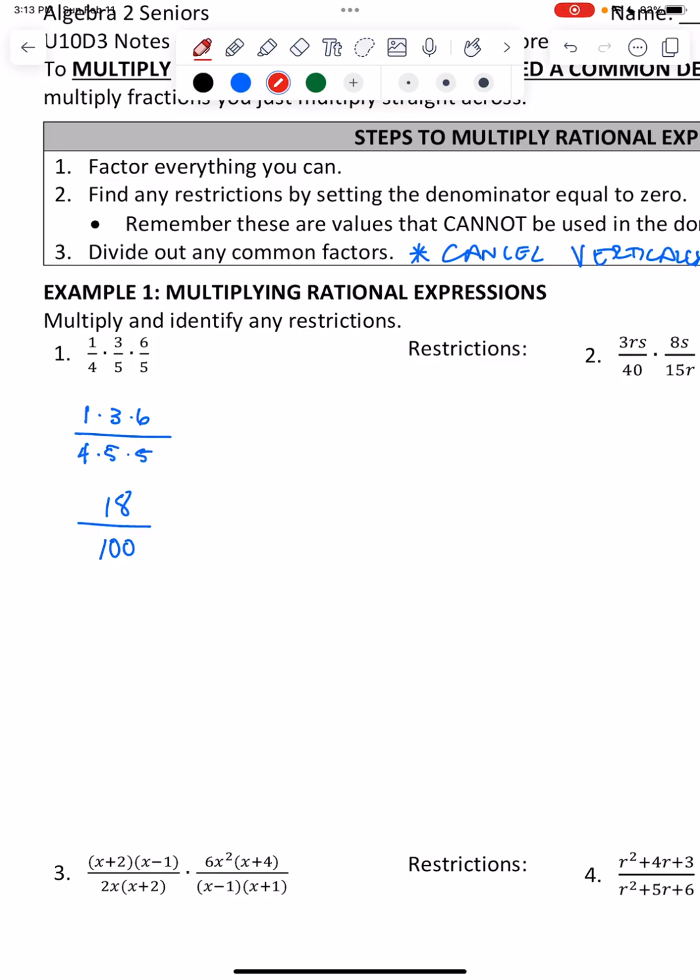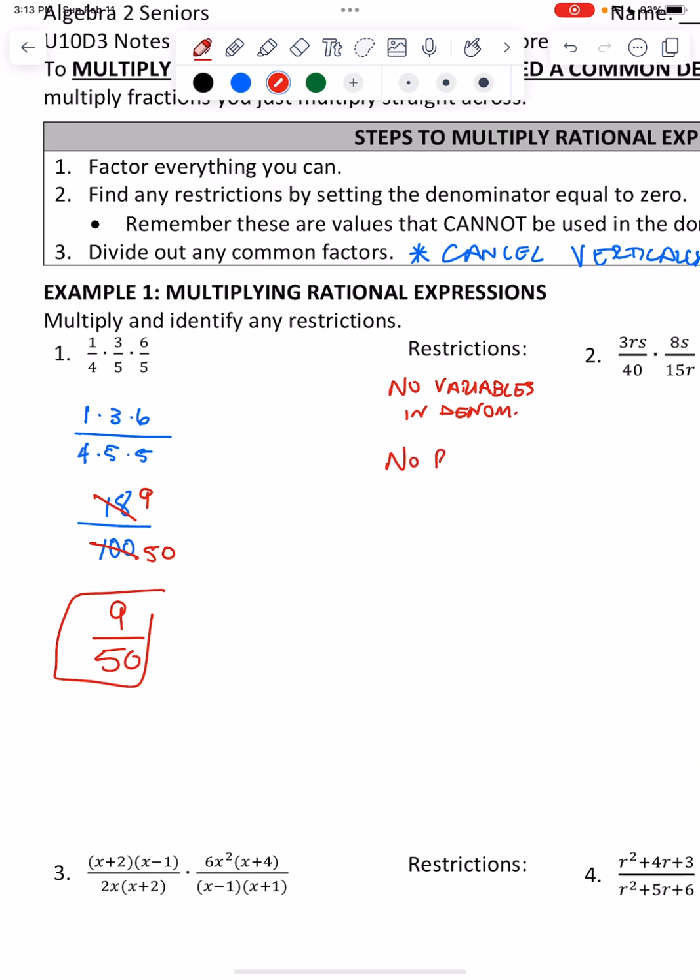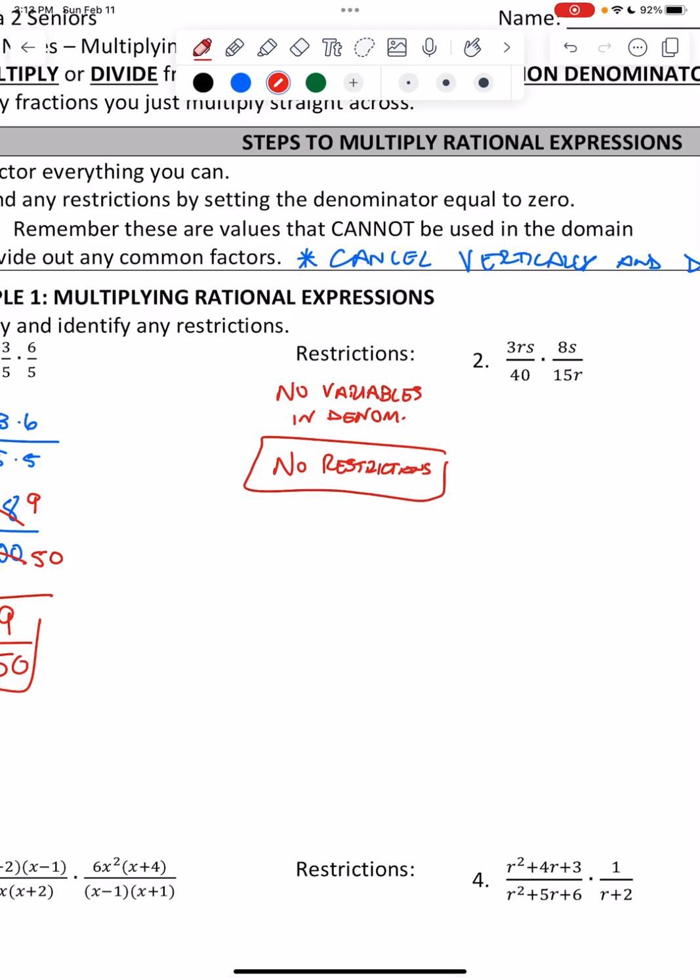So if we look at 18 and 100, we can say we can divide those by 2. So we can cancel that to a 9 and a 50. So we get 9 over 50 for our simplified answer. And then here, since there are no variables in the denominator, since there's no variables in the bottom, that means that there's no restrictions. Okay, there's no way it's going to be 0 because they're all just numbers. There's no variables that could mess it up. So that's what we're working with here.